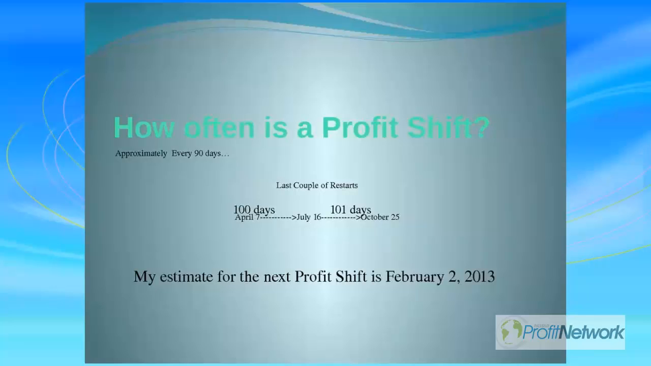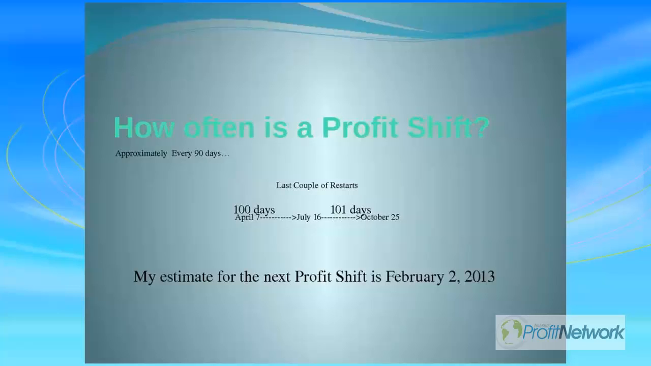The last couple of profit shifts went back all the way to April the 7th. 100 days after that was July 16th. That's when they had the next profit shift, and then 101 days after that was October 25th. And that's when they had the next profit shift.